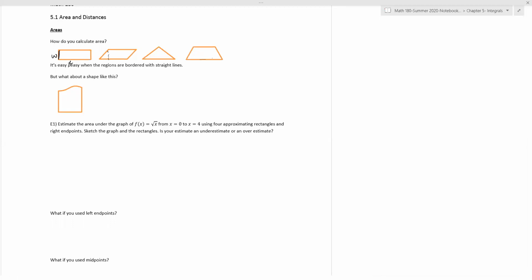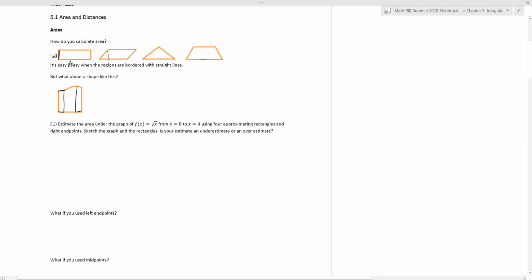When we calculate area, we generally have these formulas. But what about a shape like this? What about a shape that looks like this? Well, that is a different problem. Sometimes we might draw a rectangle here that captures that piece, and then draw another one here that captures this piece.